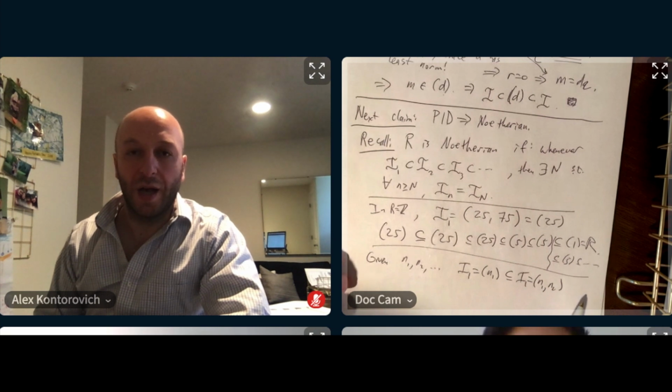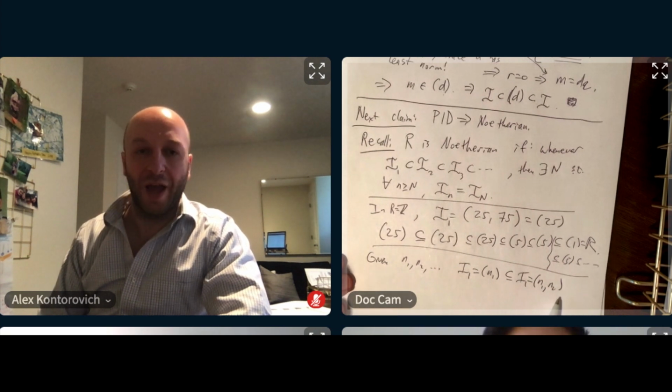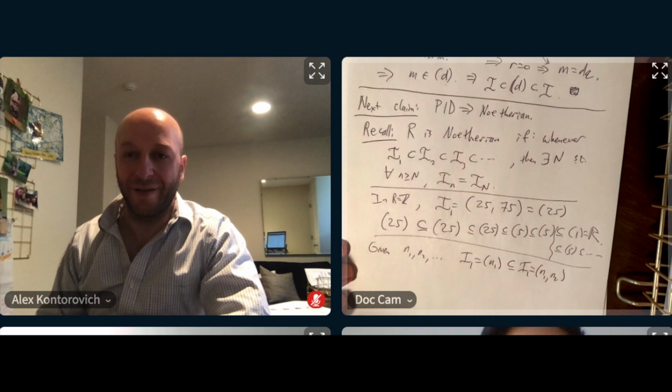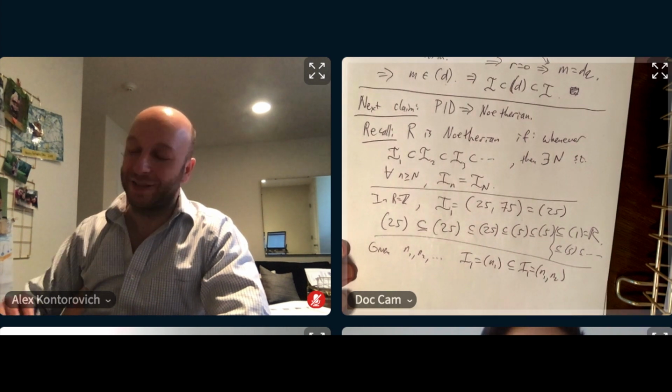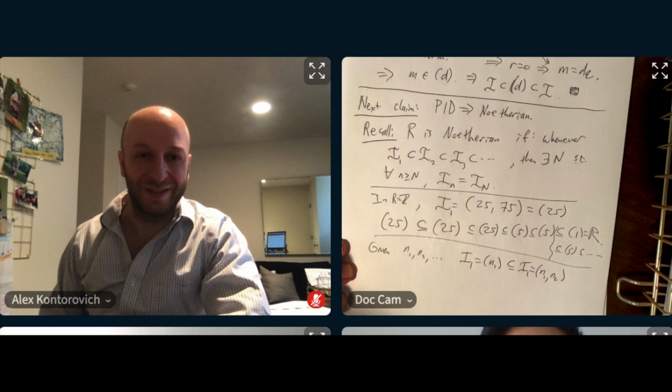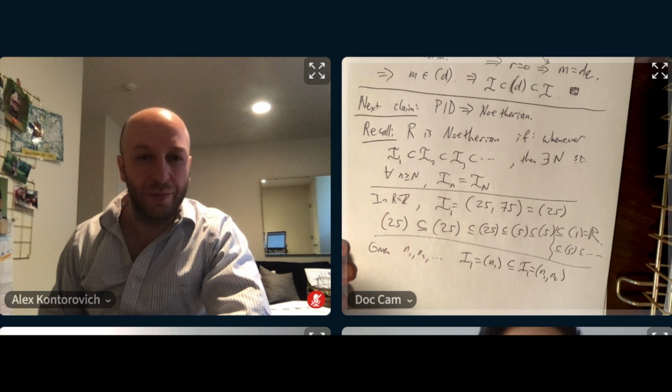Well, you still have prime elements in the ring Z adjoin root minus 5, but that ring is not Noetherian because that ring doesn't have unique factorization. Or irreducibles. You still have irreducible elements and you still have prime elements.